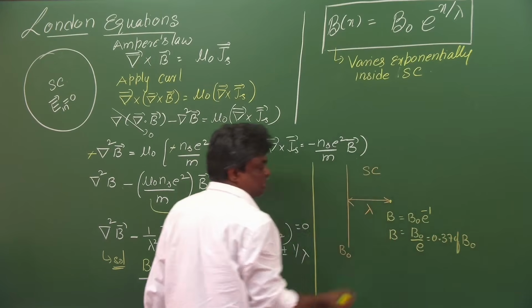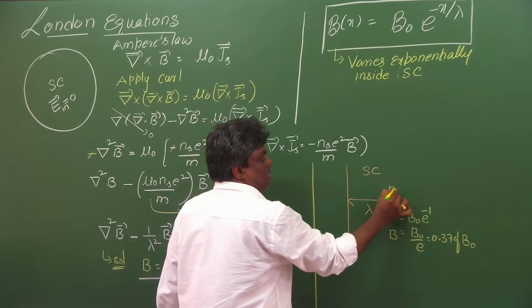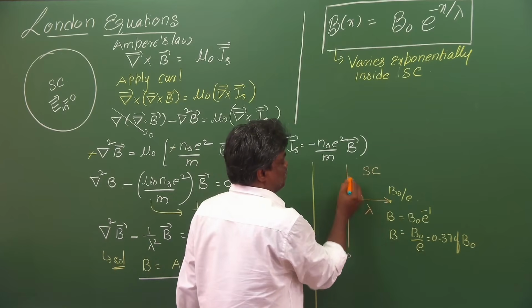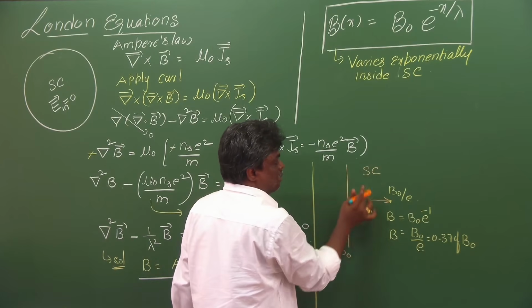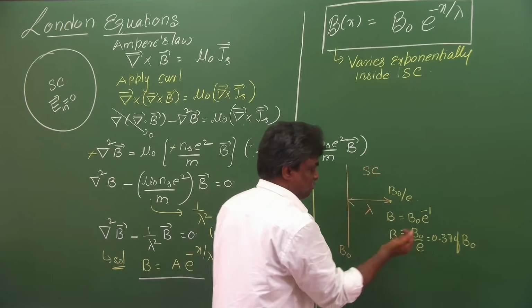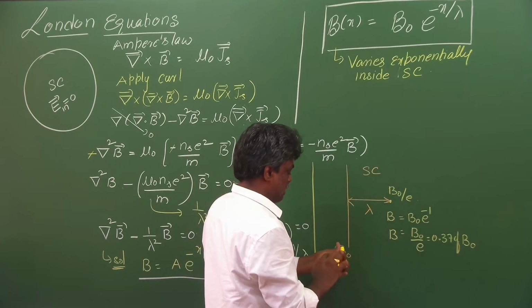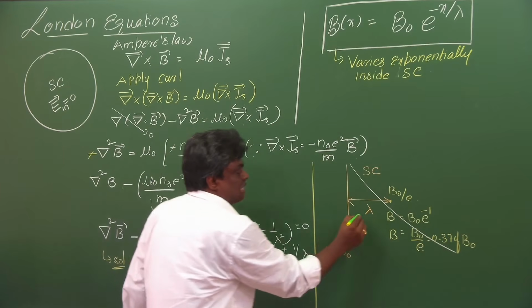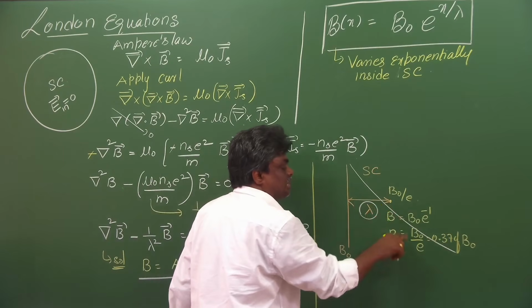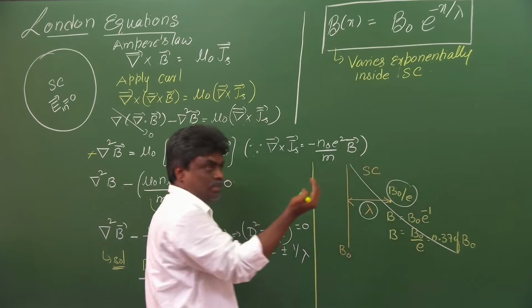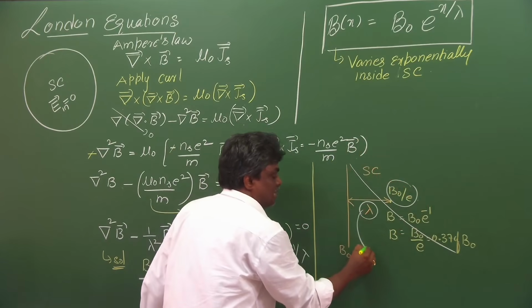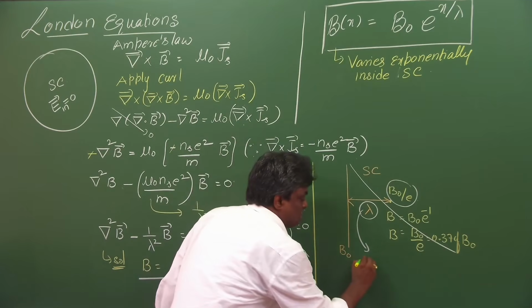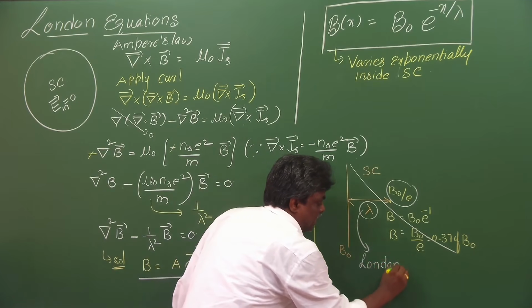I don't know how many of you are observing. So the amplitude becomes how much? B naught by e. So what happened here? Earlier we had B naught, but the amplitude keeps on decreasing, something like this. So what is this distance? This is the distance at which the amplitude becomes 1 by e times. And this distance is called the London penetration depth.